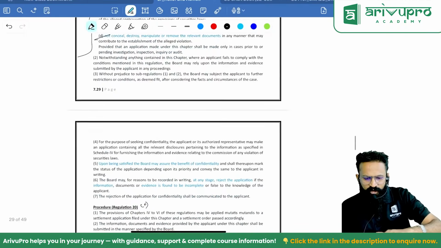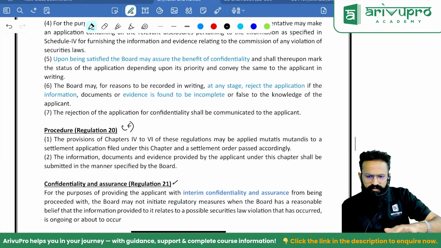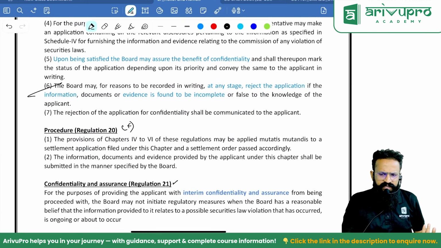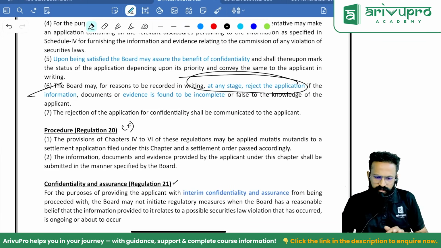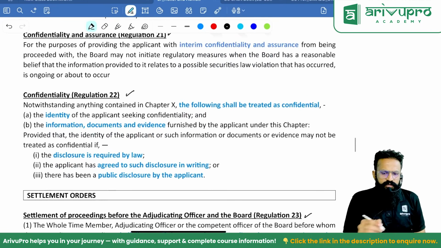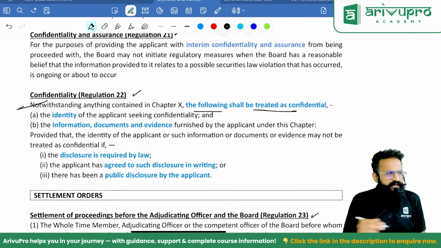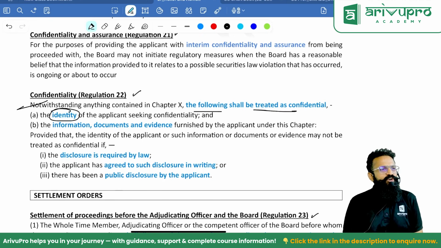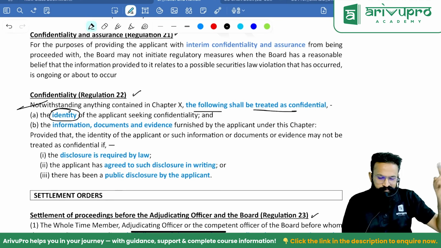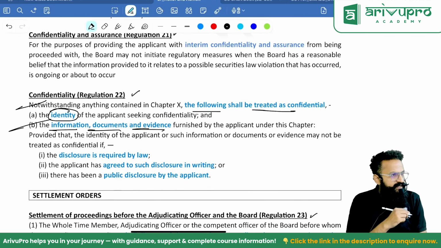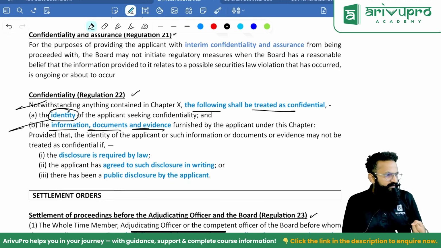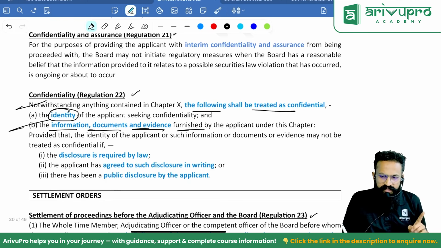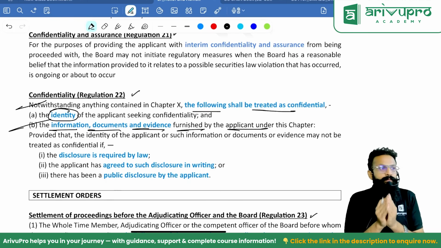Now, what do you mean by confidentiality, sir? At any stage, if at all it is found that you're not complying with it, I can reject the treatment. This is important. Notwithstanding anything contained, the following shall be treated as confidential. First one, your identity. The world will not know whom we levied this penalty against. Penalty will be there, but whom, we wouldn't disclose. Second one, the information, documents, and evidence. I'm giving you the documents, the evidence, so many proofs, bank statements; nothing will be coming in the public domain. Information furnished by the applicant under this chapter will be treated as confidential.